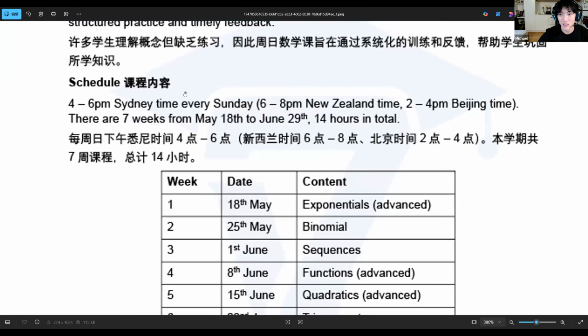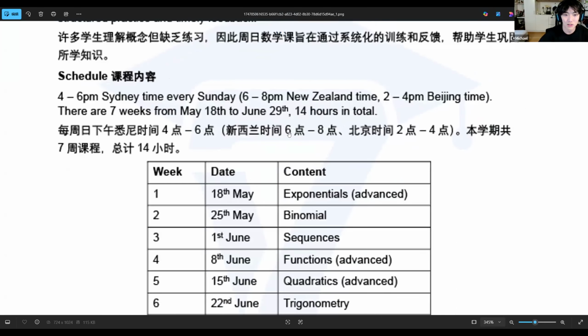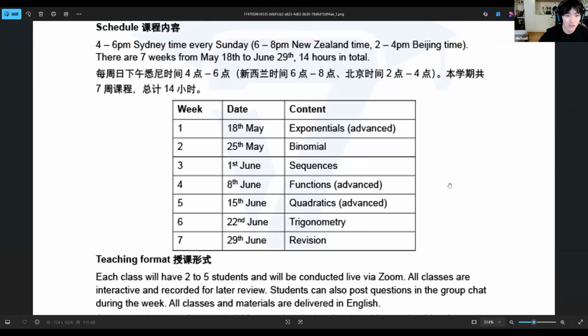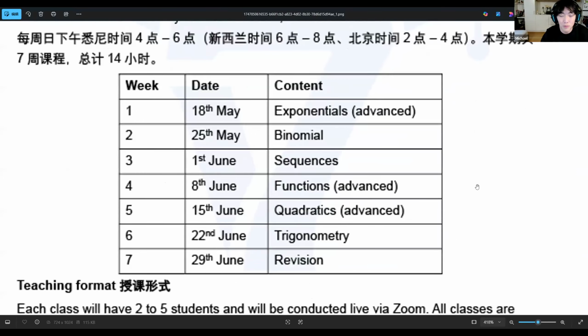Time will be Sunday this time. So it'll be 6 in New Zealand, 4 in Sydney, 2 in China. This time will not change for this term, but because of daylight savings, it will be changing, I think, in September. But that's not this term. And this term will have 7 weeks, and we'll have public holidays and school holidays and everything. So this lesson will not go on for holidays. Okay, it will only be for the school weeks.